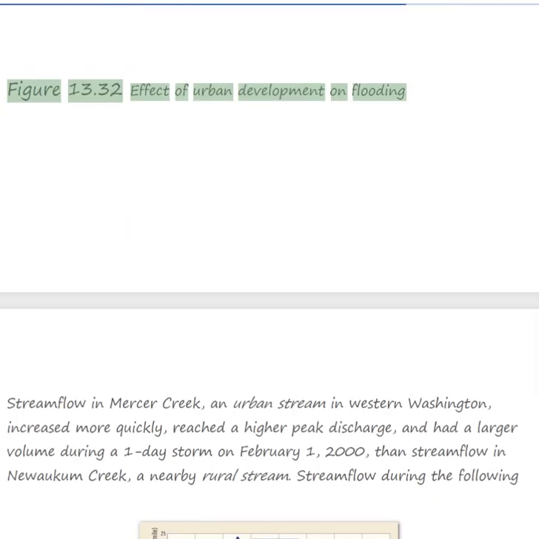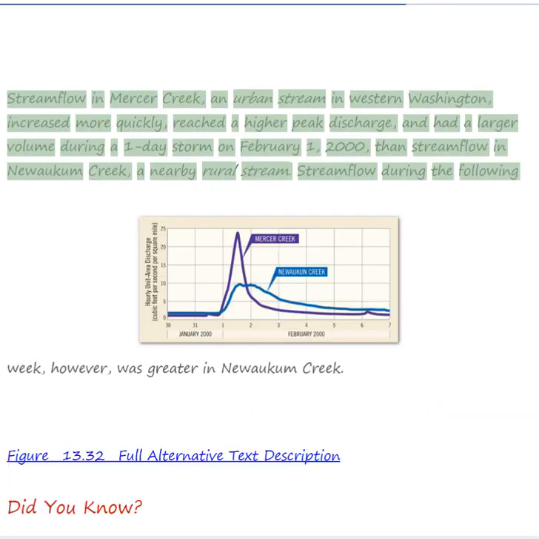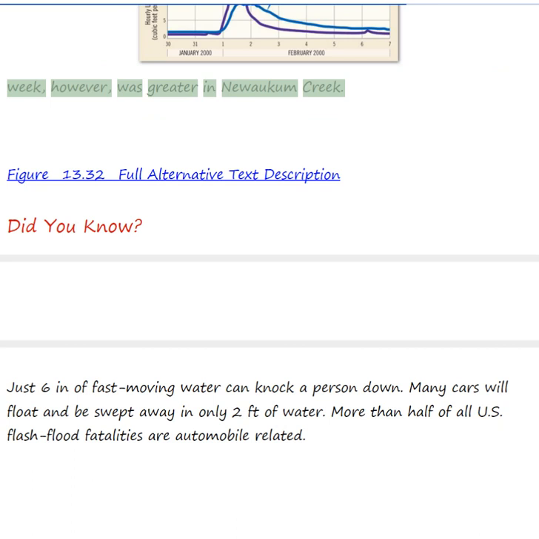Figure 13.32 Effect of urban development on flooding. Streamflow in Mercer Creek, an urban stream in western Washington, increased more quickly, reached a higher peak discharge, and had a larger volume during a one-day storm on February 1, 2000, than streamflow in Newaukum Creek, a nearby rural stream. Streamflow during the following week, however, was greater in Newaukum Creek.